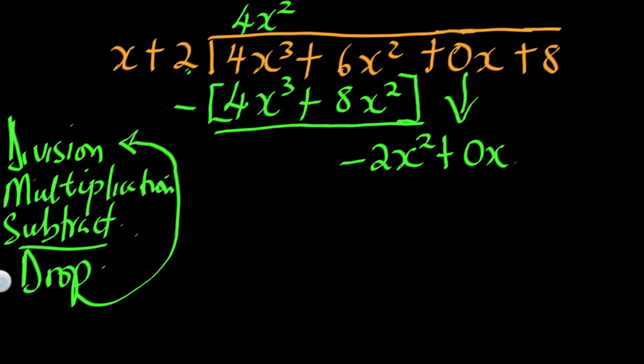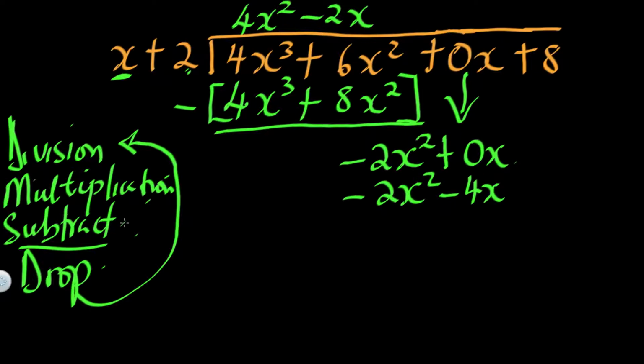So now we're going to start here at division. As usual, we take the first term here, divide into the first term here. So x into minus 2x squared, we get minus 2x. We have done our division. Next thing is the multiplication. We multiply the term that we just wrote here times our divisor. So minus 2x times x, we get minus 2x squared. Minus 2x times the 2, we get minus 4x.